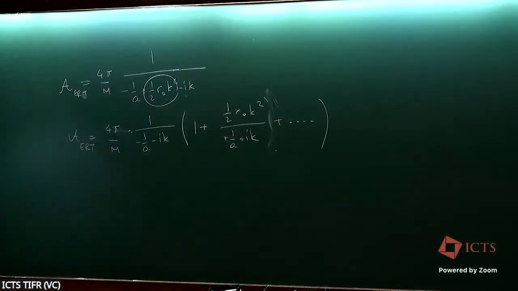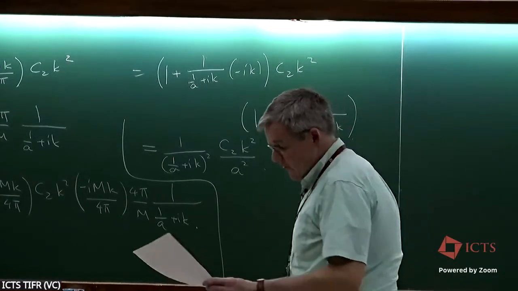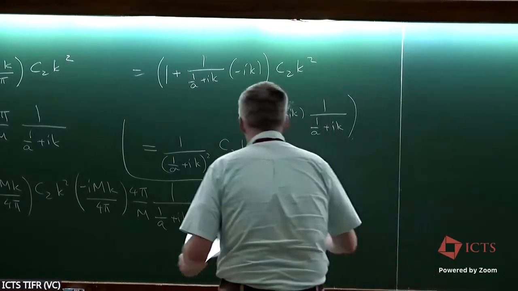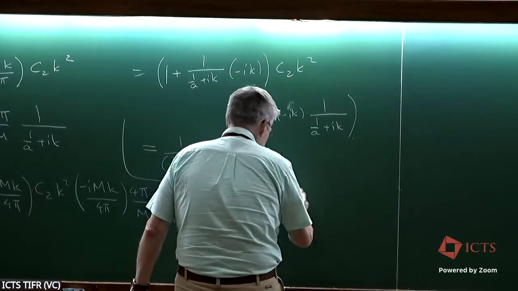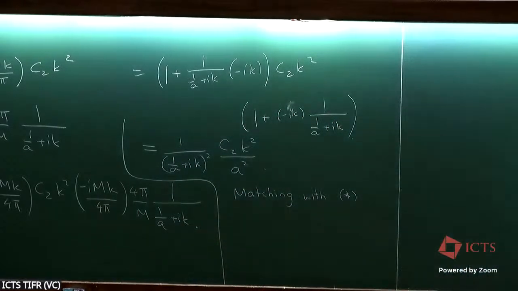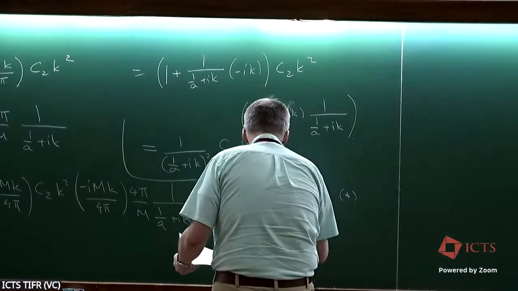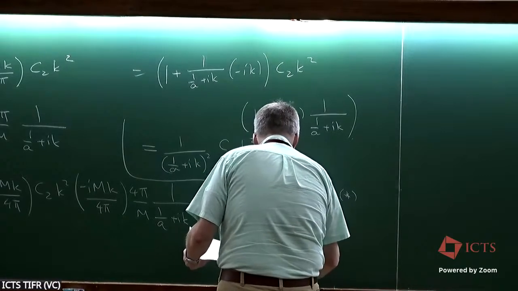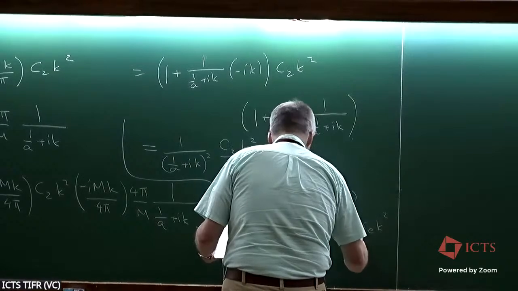And if we demand that the C2 term give the physical effective range, so matching with star, where star is this equation over here, then tells us that C2 K squared over A squared has to be minus 4 pi RE K squared over 2M.